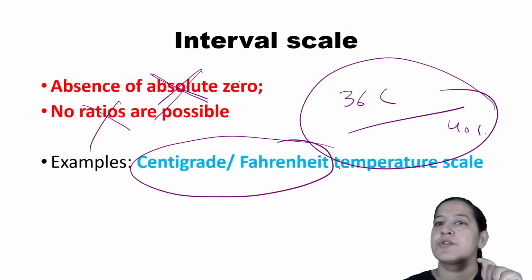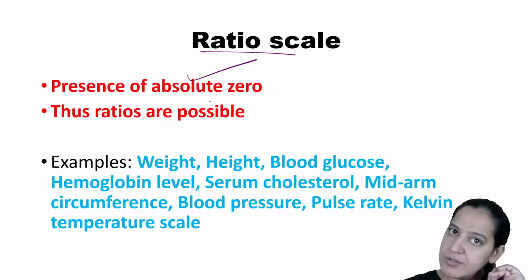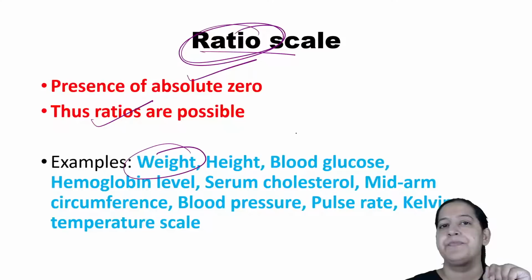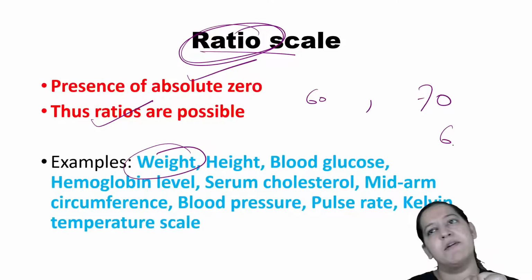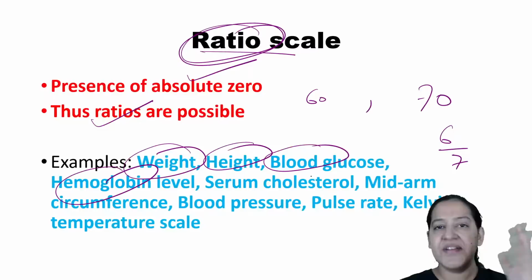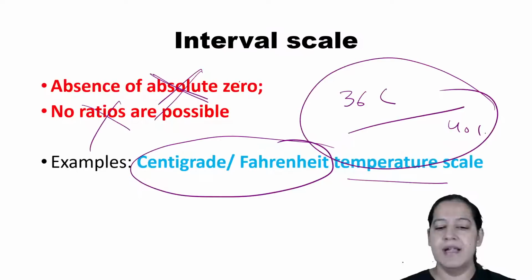Ratio scale is the presence of zero. Here absolute zero is present, so ratio is possible. That's why the name is ratio. So you can take the ratio of two weights. Your weight is 60 kg, your friend's weight is 70 kg, so take the ratio: it will be 6:7. So ratio is possible here. Blood glucose level, height, hemoglobin, everything, zero is possible. Absolute zero is present. Here zero is not possible in this scale.